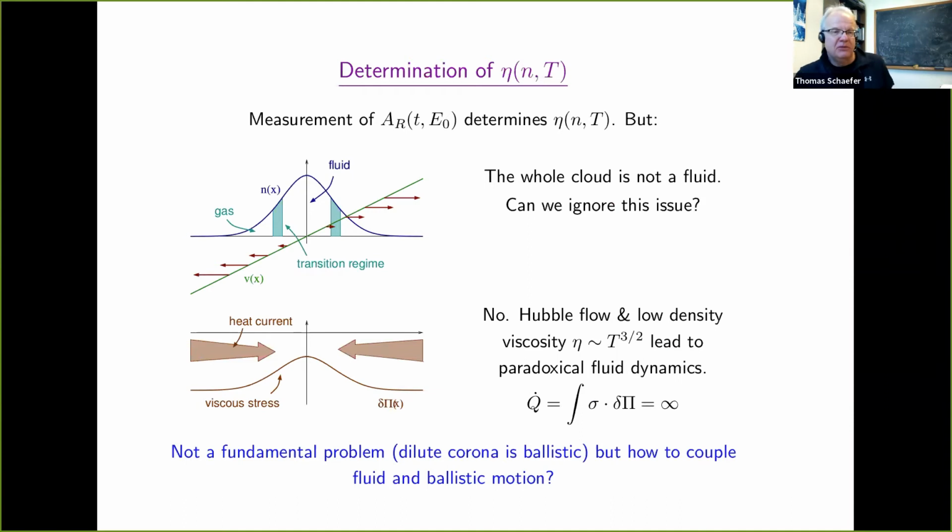But there is a problem that we struggled with for a long time, and it's the following. So here's a sort of sketch of the initial density distribution of the fluid. It's a roughly Gaussian kind of cloud. It's dense in the middle.